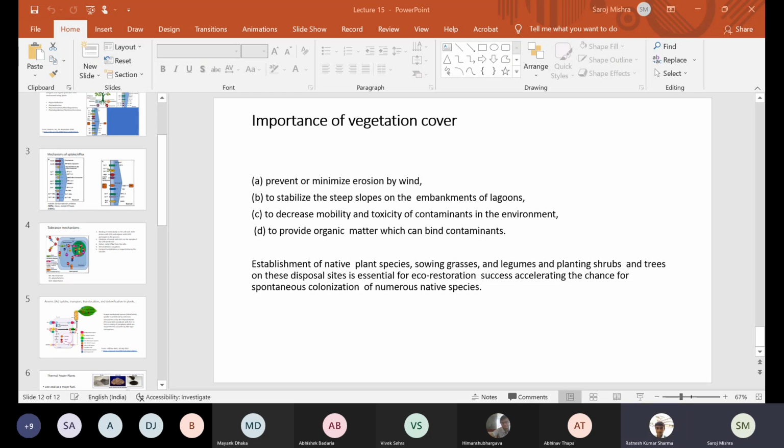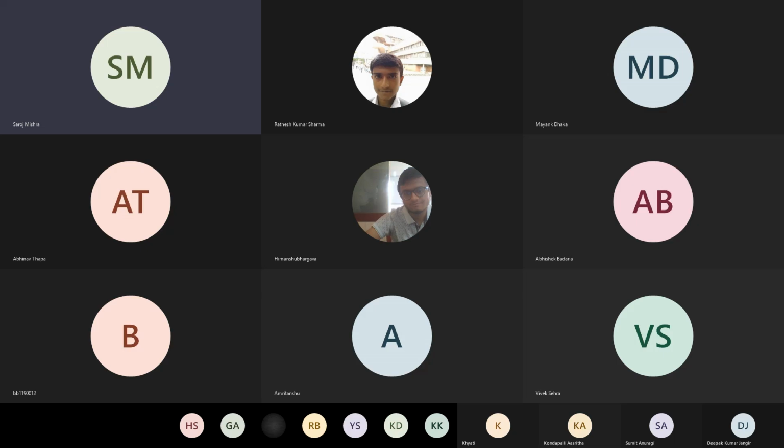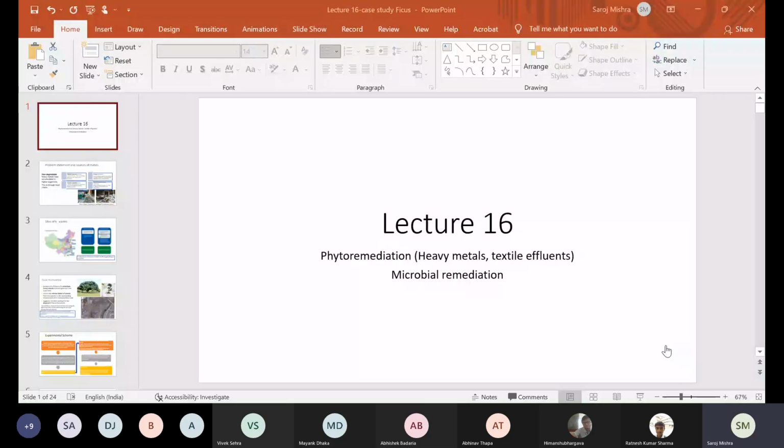Ma'am, we are not able to see the slides. It is a slide written importance of vegetation cover. Perhaps you have changed the slide. I have changed the PPT, so I need to go back, and I think I need to take that other one off. Just give me a minute. Okay, so can you see it now? Yes, ma'am. Now it is visible. Lecture 16. Okay.